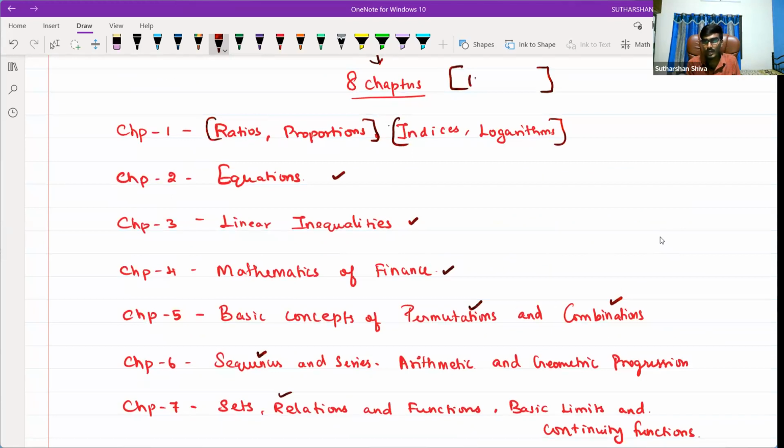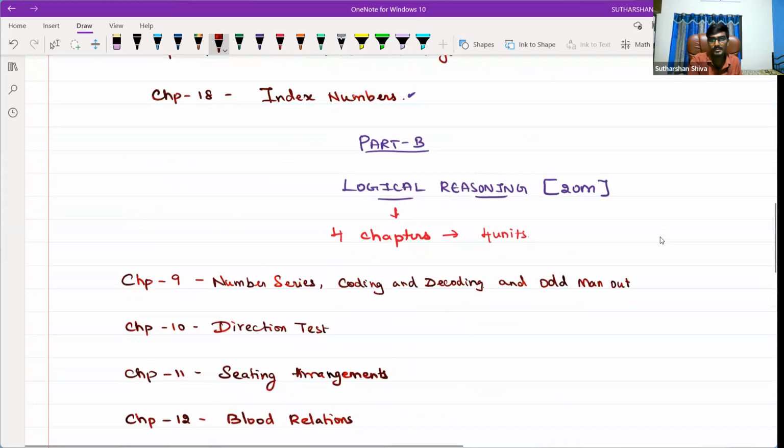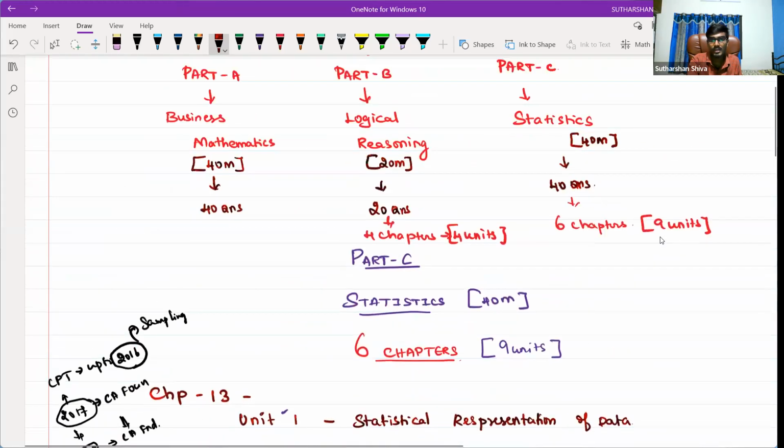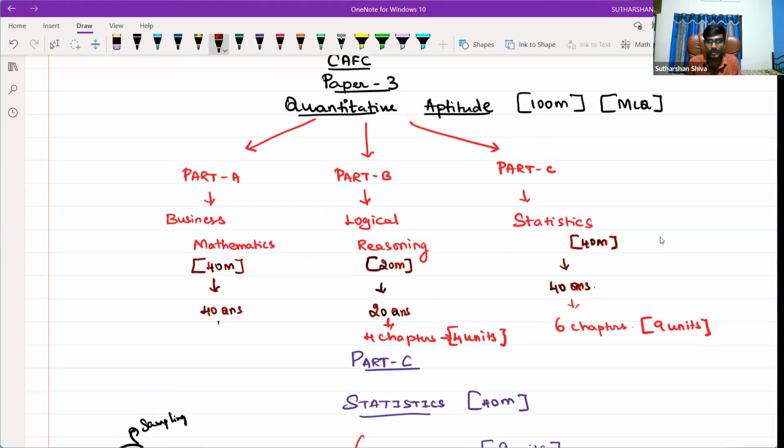So in total, we are having 11 units put together in our classes. Okay, so total 11 units we are having. Come back here and we will write: we are having 8 chapters in our syllabus, but in our classes, we are going to learn it under 11 units.